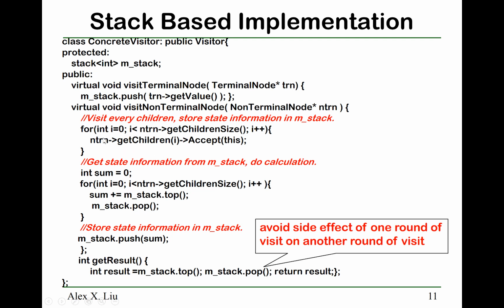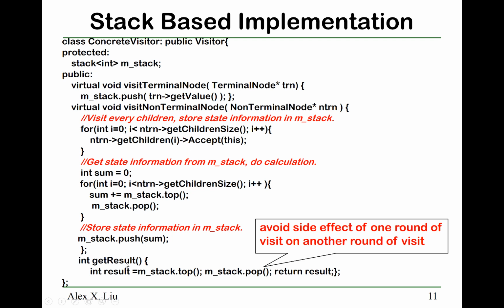Now after this loop, suppose this node has, say, 10 children, then the top 10 elements in the stack are the results of the traversal of its 10 children. To calculate the sum, we initialize sum equal to 0, and then we go through a loop over all the children: we get the top from the stack, add it to the sum, and then pop it out. After we pop the results of all the children out, we replace them by the sum. We push sum to the stack.